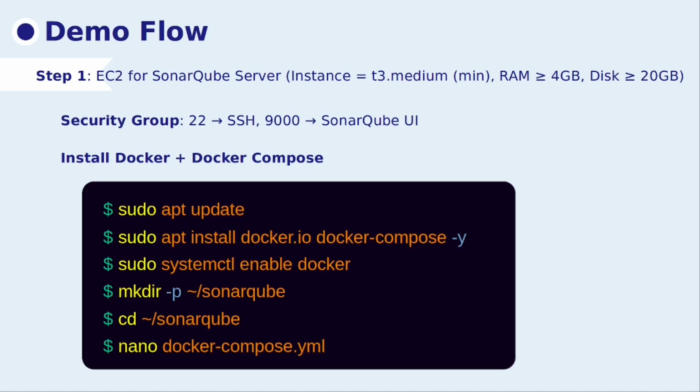Demo flow. In the first step, an EC2 instance is created to host the SonarQube server with at least 4 GB RAM and proper security configuration, ports 22 and 9000. Docker and Docker Compose are installed, and SonarQube is deployed together with PostgreSQL using a Docker Compose file.